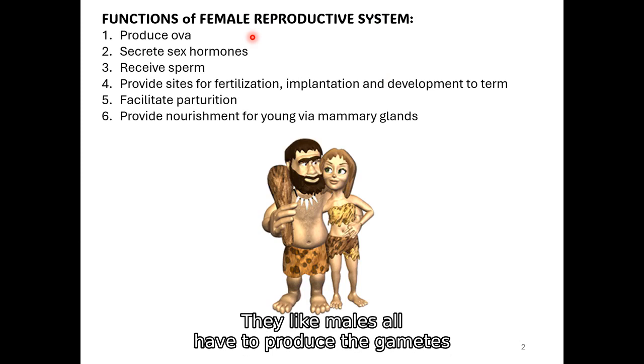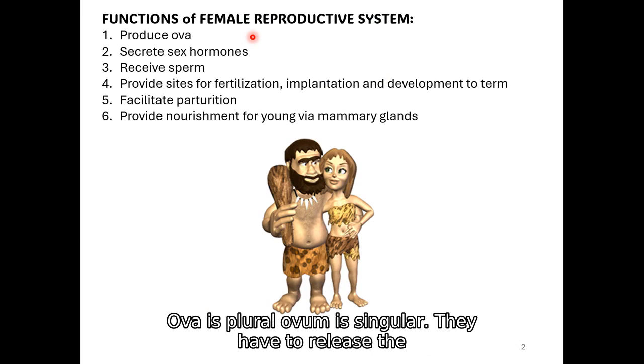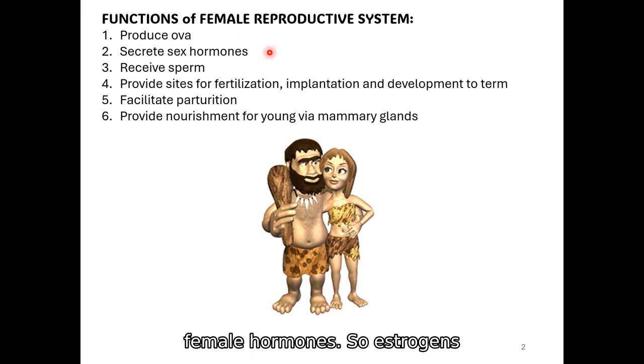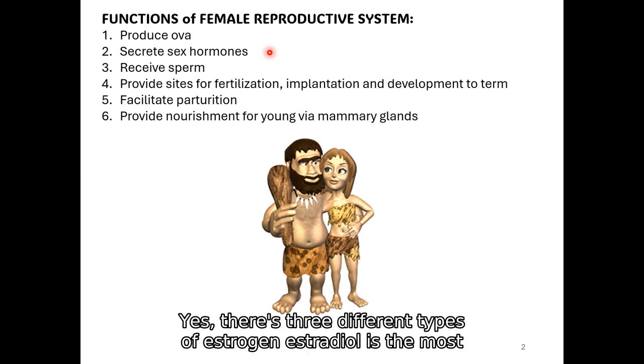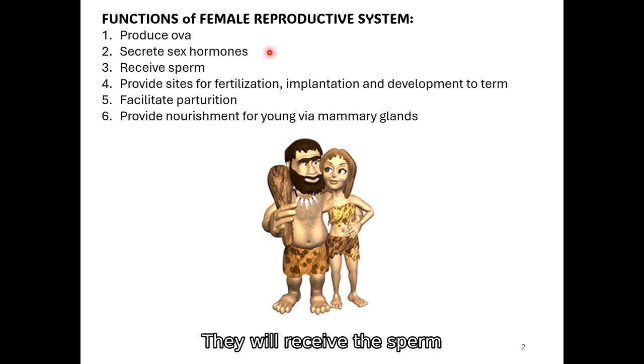It's kind of reminding you of the roles of the female reproductive system. They, like males, all have to produce the gametes, and so gametes in females are called eggs, or ova is plural, ovum is singular. They have to release the female hormones, so estrogens. Yes, there's 3 different types of estrogen. Estradiol is the most active. I just call them estrogens, and the other one is progesterone.